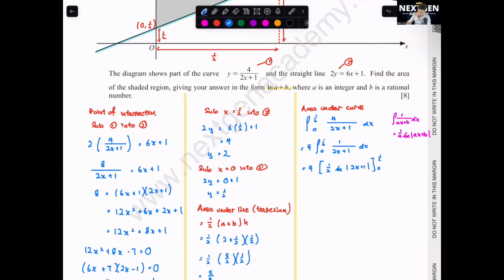From here, we can actually do this also. You can simplify this and this. So you just do the ln 2x plus 1. Ln 2 times 1 over 2 plus 1 will be ln 2, then minus ln 1. We end up with 2 ln 2. Ln 1 will just be equal to 0. 2 ln 2.